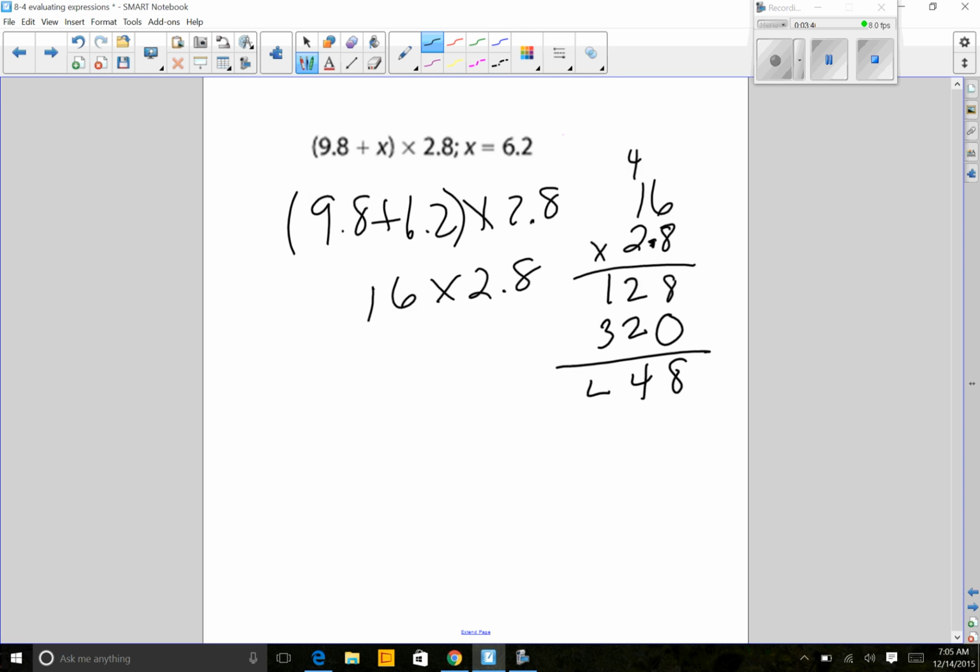The multiplication we should be able to do quickly, right? There's no decimal places here. There's one decimal place there. 0 plus 1 is 1. So the answer would be 44 and 8/10. And that's how you solve these. So it's basically the same thing we've been doing. It's just they've introduced brackets and parentheses and sometimes decimals.